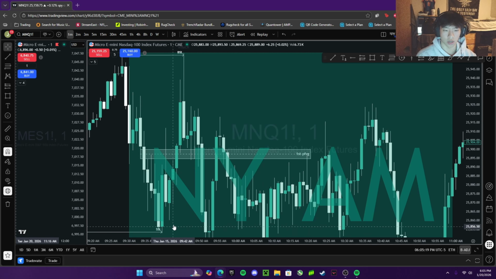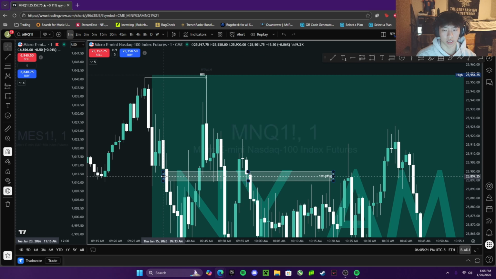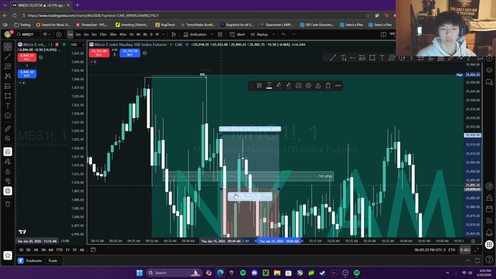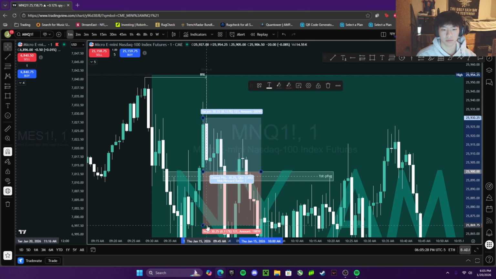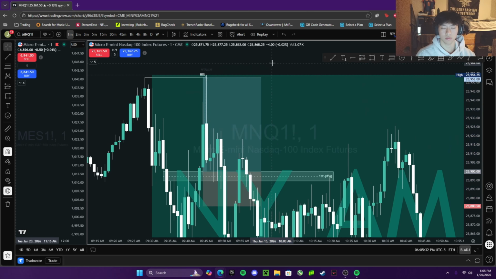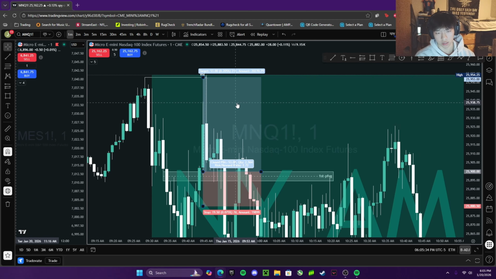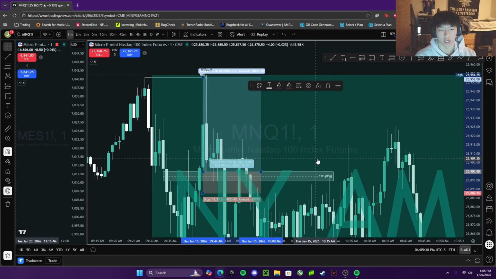It reacts off it, rallies back up into the range. This first presented fair value gap gets inversed. We could take our buy right here, stop below the candle, and we can target this high. And then you can see that's a 1 to 2. Obviously, you can have a much tighter stop loss. Your R would obviously change.